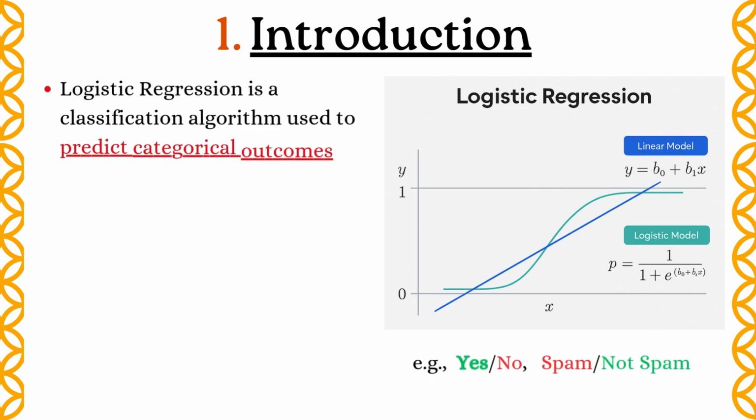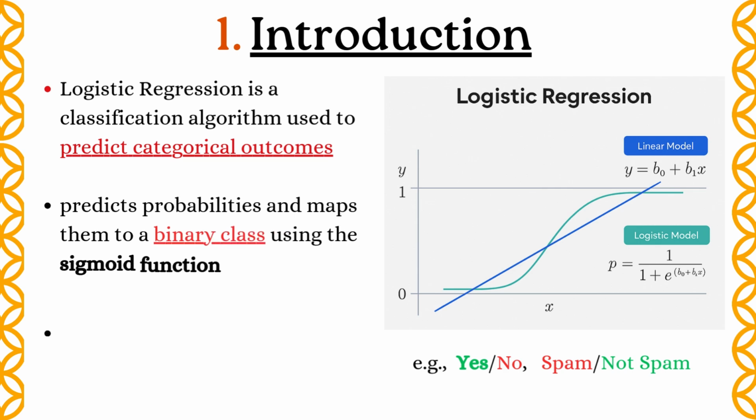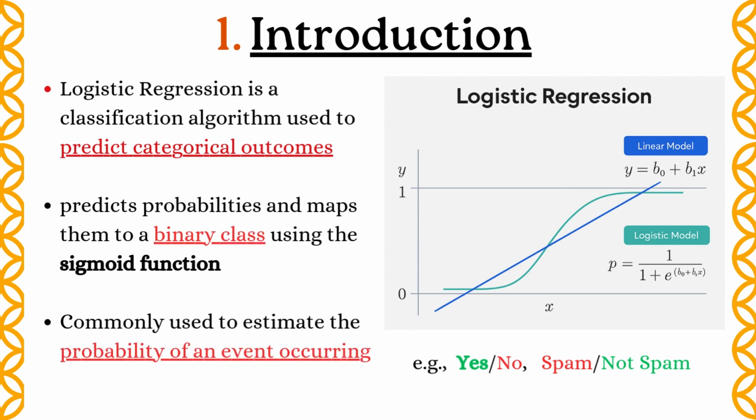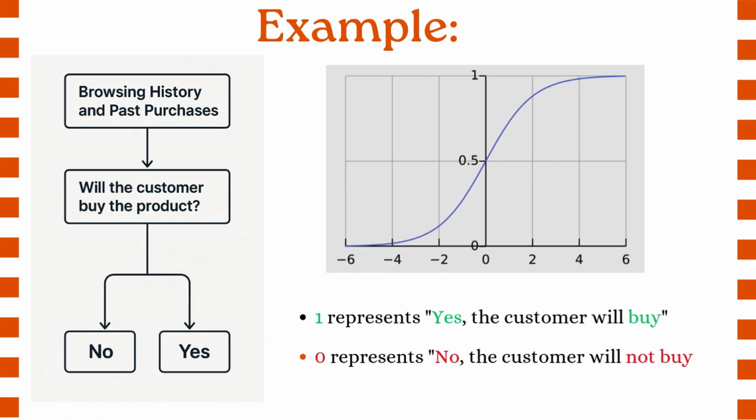1. Introduction. Logistic regression is a classification algorithm used to predict categorical outcomes. Example, yes or no, spam or not spam. Unlike linear regression, it predicts probabilities and maps them to a binary class using the sigmoid function. Example, predicting whether a customer will buy a product, yes or no, based on browsing history and past purchases.